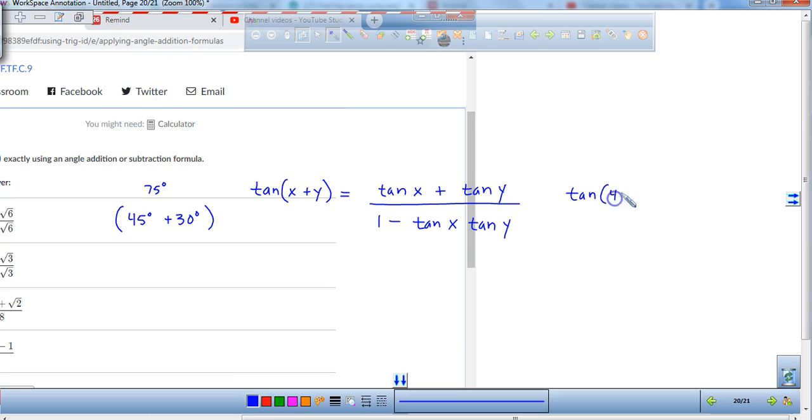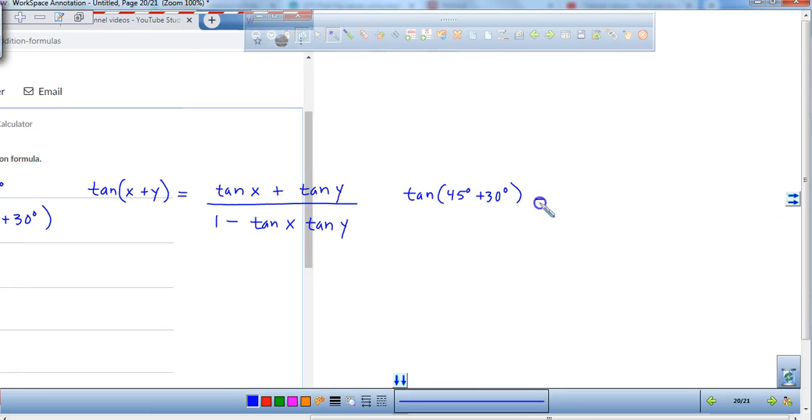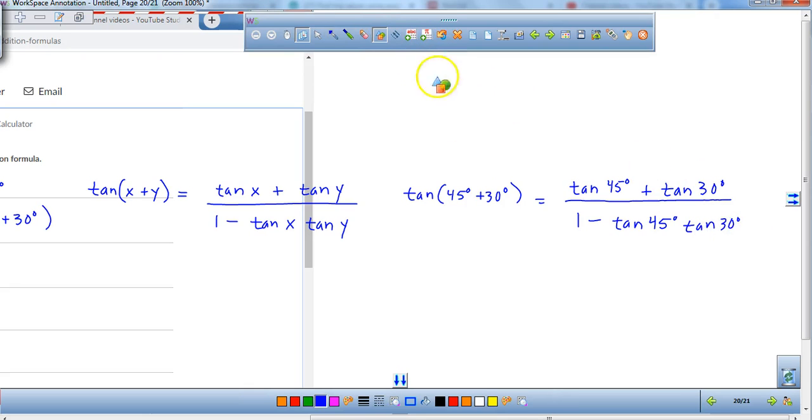So we're going to do 45 degrees and 30 degrees. We're just going to use our formula and plug it in. So we're going to find the tangent of 45 degrees, add the tangent of 30 degrees, and do 1 minus the tangent of 45 degrees times the tangent of 30 degrees. I'm going to build the 30, 60, 90 and the 45, 45, 90 one more time so you guys can see.